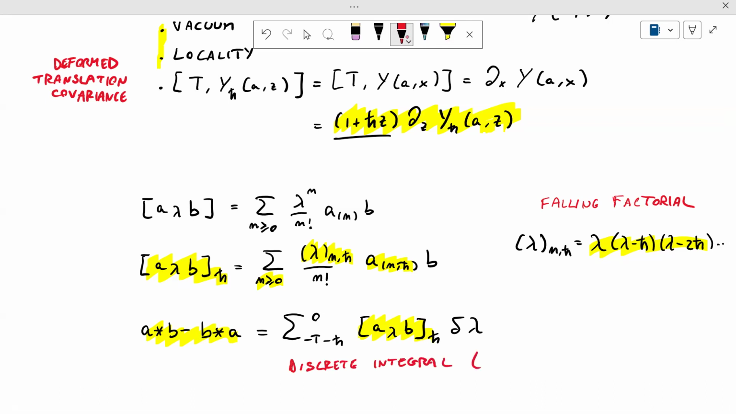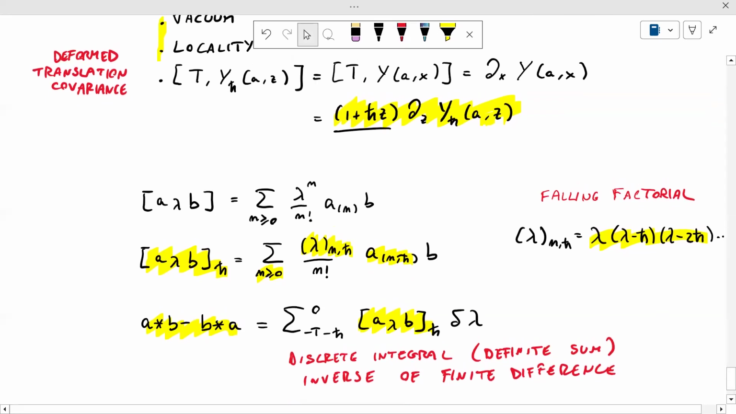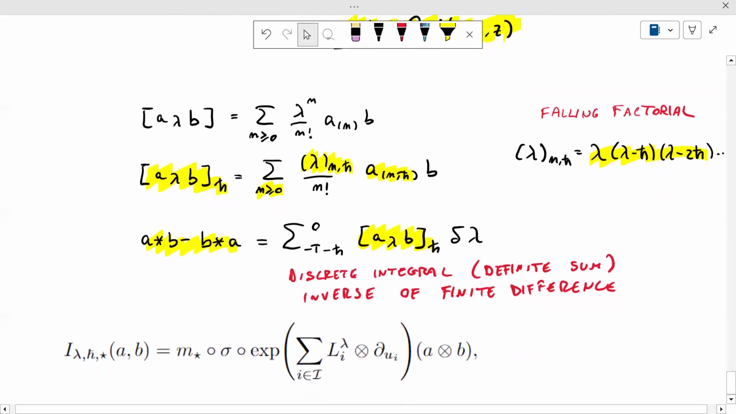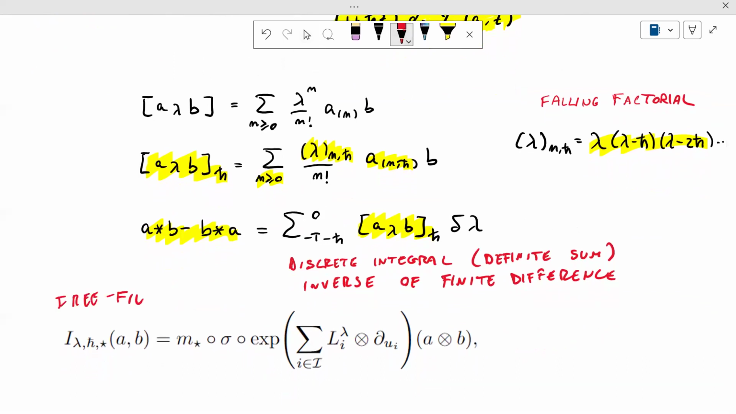Apparently, it's also called a definite sum. And this is just the inverse of the finite difference operator, so the derivative before sending the limit of h to 0. But for the rest, everything works more or less the same. And one can write, so this, I wrote it here, is the formula in the free field case. One can see that it looks almost the same.